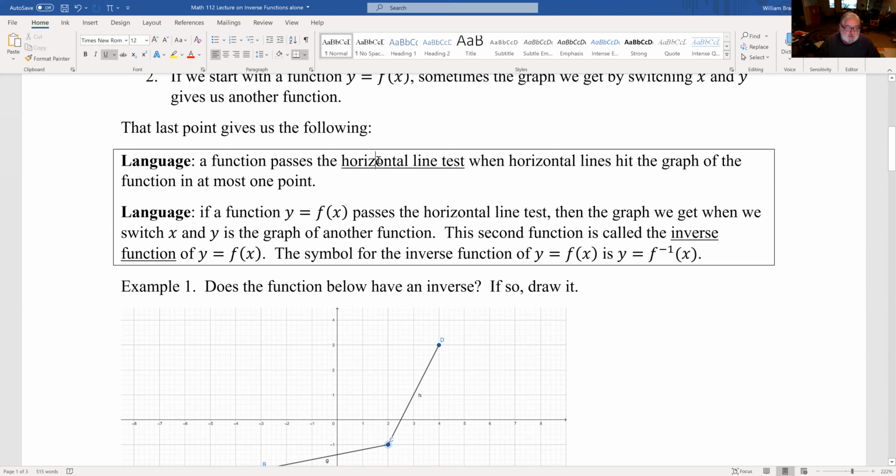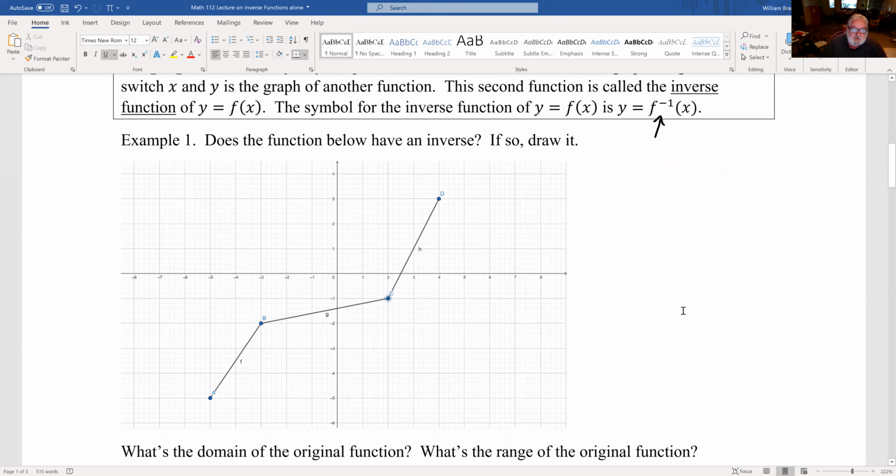One, the horizontal line test means that a horizontal line hits the graph at most one point. And if a function passes the horizontal line test, then the graph that we get when we switch x and y is the graph of another function. The second function is called the inverse function of y equals f of x, and the symbol for that is f raised to the -1 of x. So does this function have an inverse? What is it, and can you draw it?